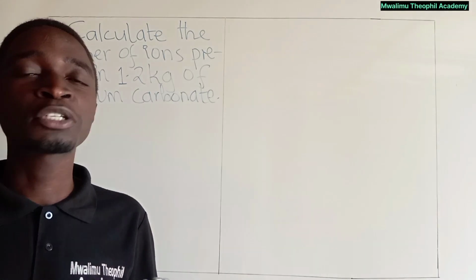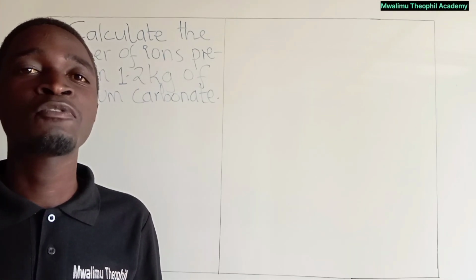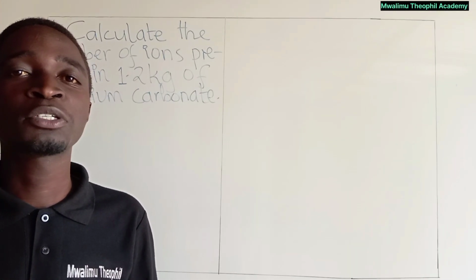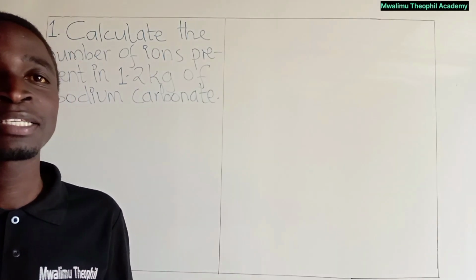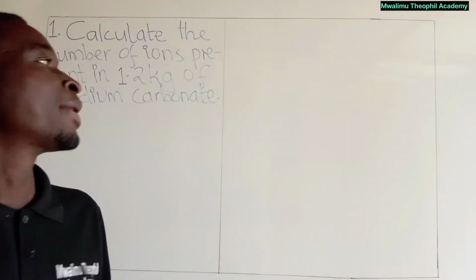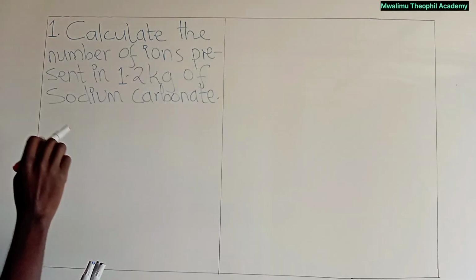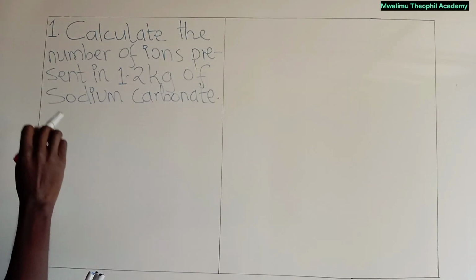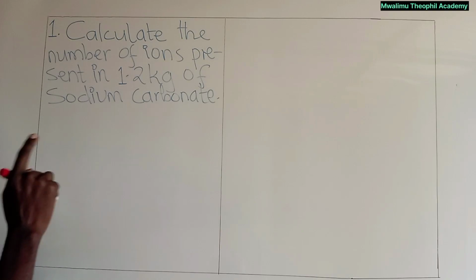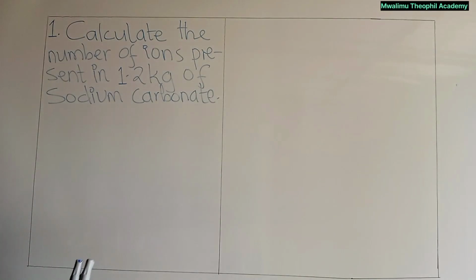In this lesson, you are going to learn how to calculate the number of ions from a given amount of a substance. Let us start with the first example here. It states: calculate the number of ions present in 1.2 kilogram of sodium carbonate. Now, let us see the solution.